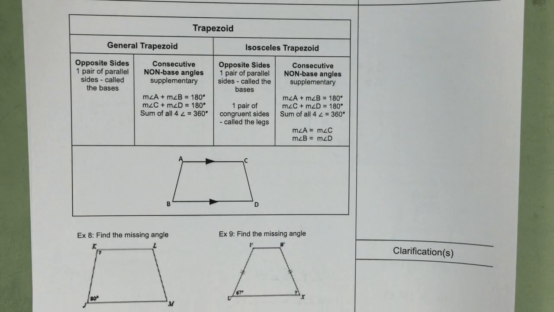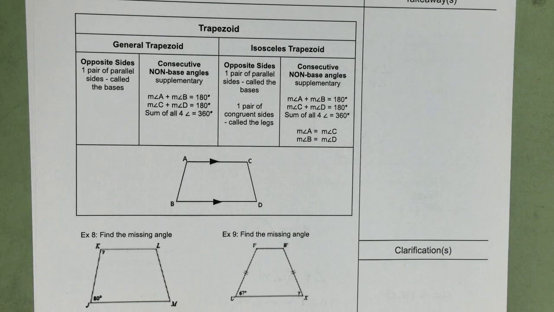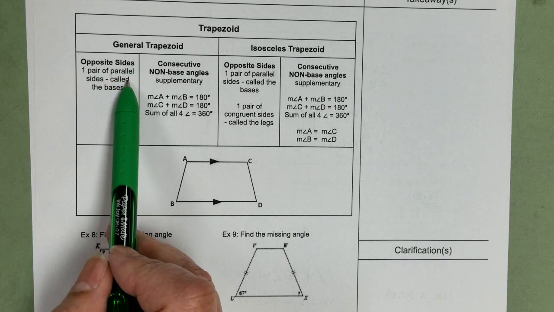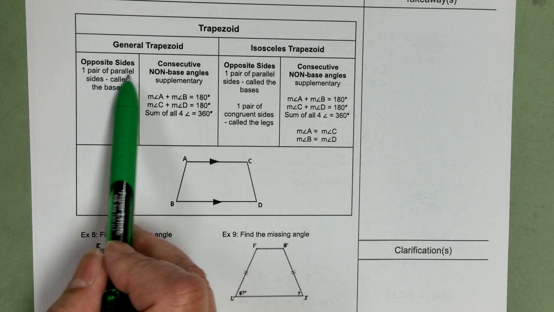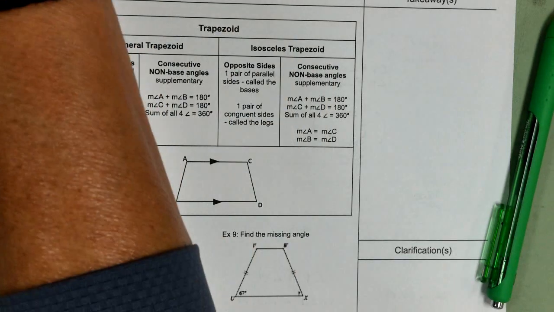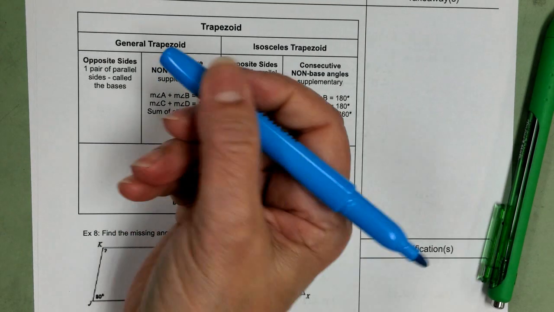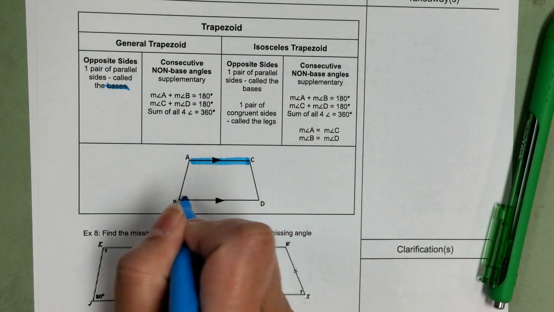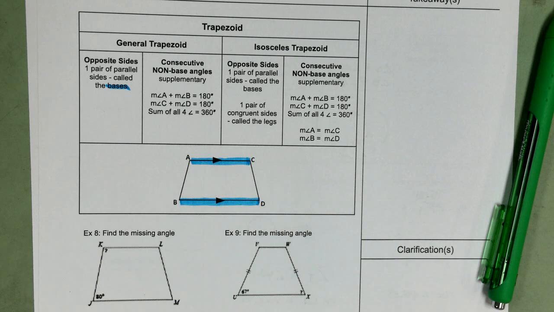The last quadrilateral we're going to look at is a trapezoid. We're going to look at the general trapezoid and the isosceles trapezoid. In a trapezoid, you have one pair of parallel sides, and these are called the bases. And so I'm going to highlight the word bases and highlight the bases here.